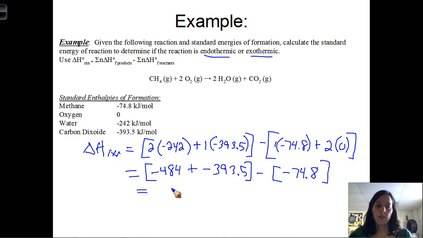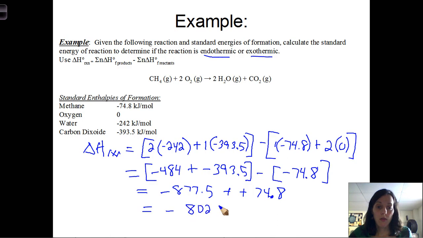So to simplify this even further, we have minus 877.5 minus negative 74.8. That's a decimal spot. So see how we're subtracting a negative number here? That almost always happens. So minus 877.5 plus 74.8. You end up with a delta H of reaction of minus 802.7, and your units are kilojoules per mole.